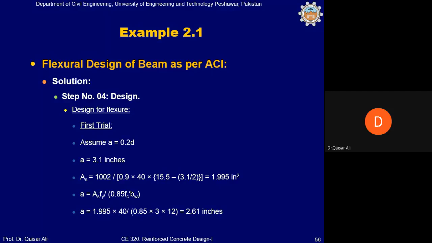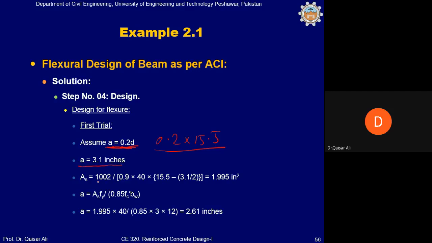I will ask you now that by assuming small a equal to 0.2d, although you can assume any depth of small a, this will give you a very good head start. You know d was 15.5, so this will be 0.2 into 15.5. This is the initial assumption that you will make. So small a is equal to 3.1 inches.